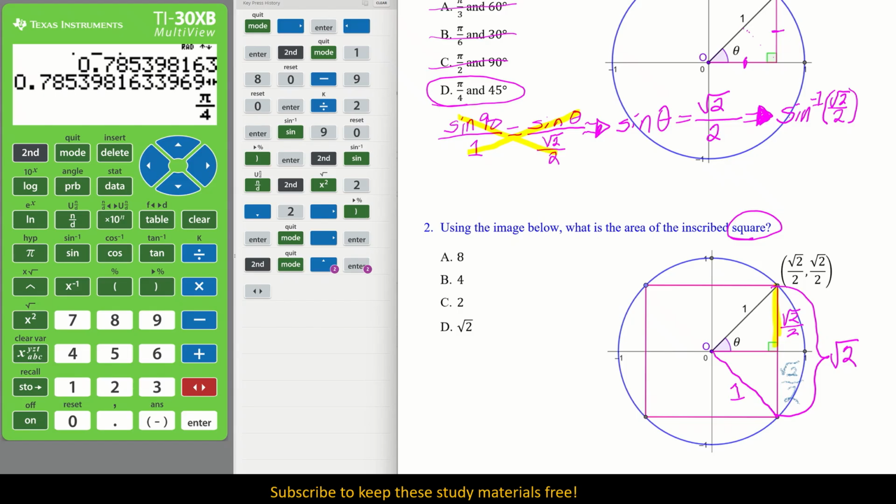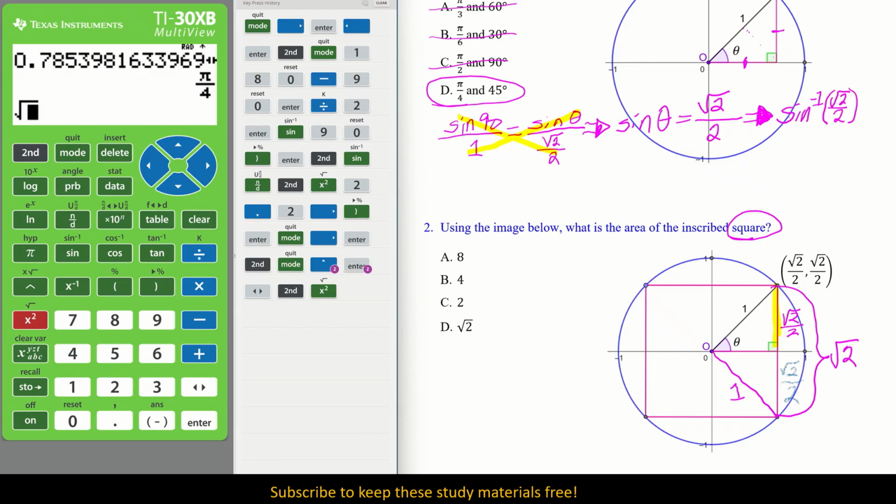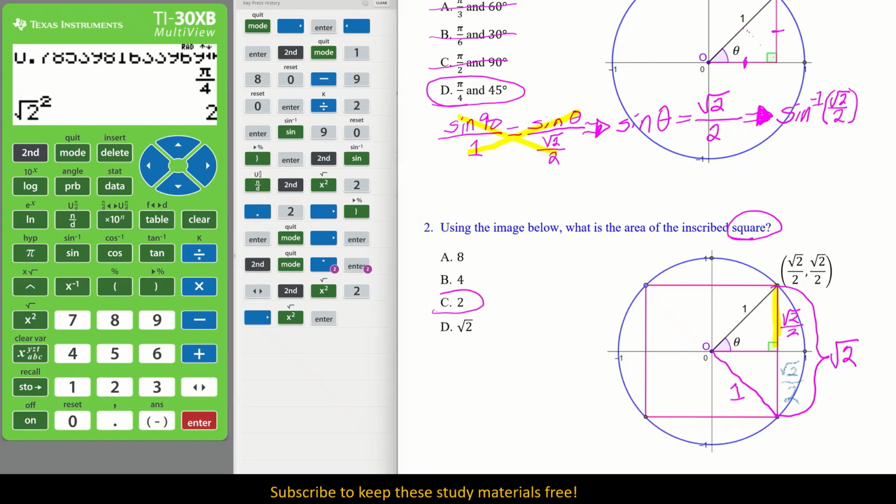All right. So let's say second radical, put a 2 under it, and then go over, square that. And of course, we get 2. And the area is 2 units. All right. Let's go to number 3.